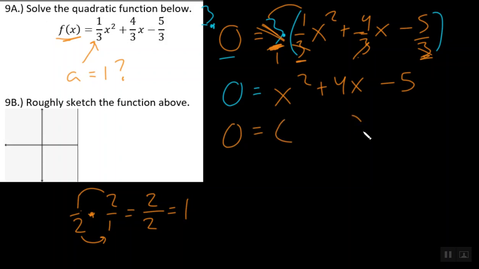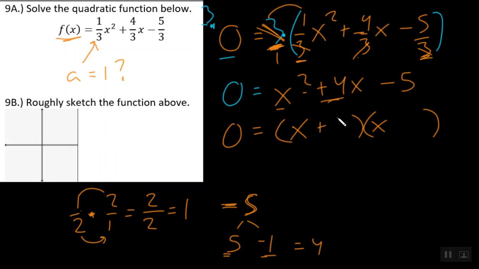So we can go ahead and factor this now. And so x times x, of course, gives me x squared. But what would I break up this negative 5 into to get to a positive 4? Let's just go ahead and try positive 5 and negative 1. Let's see, 5 times negative 1 is negative 5, and 5 minus 1 is equal to 4. Okay, cool. So x plus 5 and x minus 1.